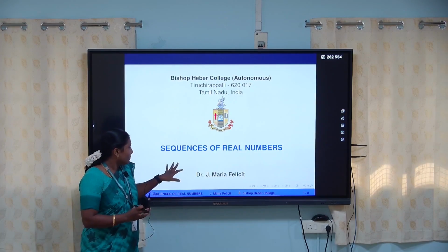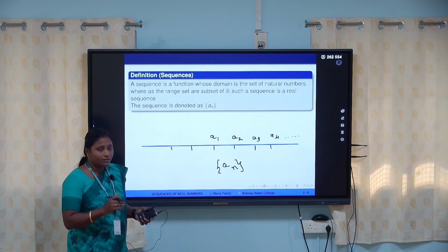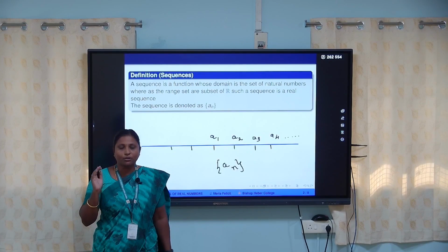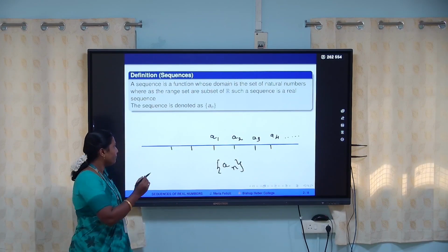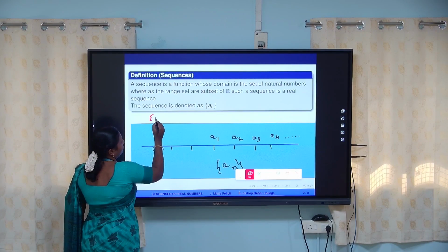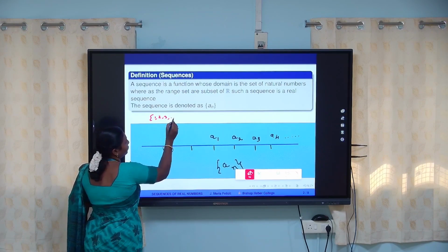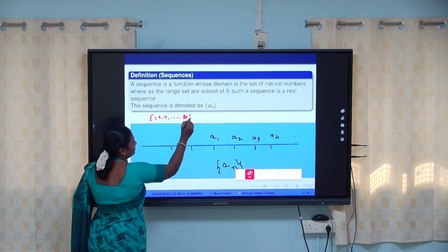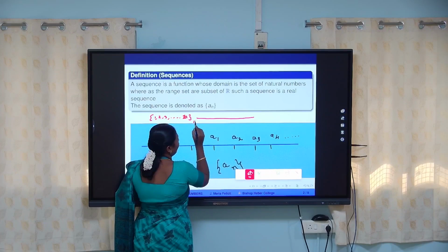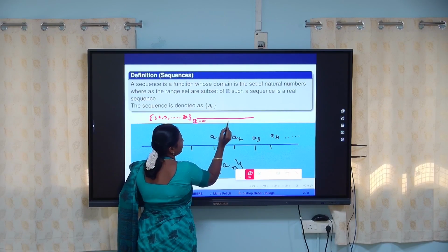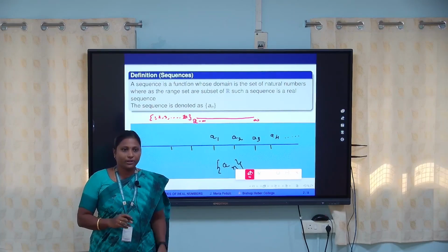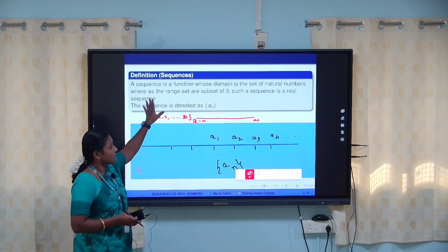Then we will look at the basic definition of sequences. A sequence is an ordered list of numbers. It may be the sequence 1, 2, 3, 4, etc., that is n. We are taking this to be in the real line R, that is from minus infinity to plus infinity. So in mathematics, we define a sequence as a function.